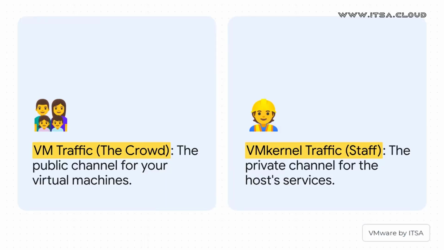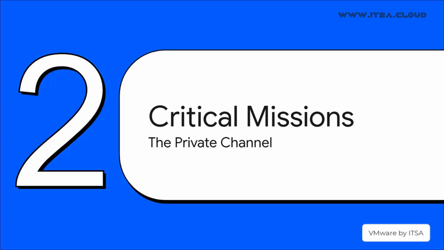And this slide just lays it out perfectly. On one side, you've got your VM traffic. That's the crowd. That's the public channel. It's all the data zipping in and out of your virtual machines. Then, on the other side, you've got VM kernel traffic. That's the staff radio, that quiet, private channel that's reserved only for the host's own critical communications. Two totally separate worlds.